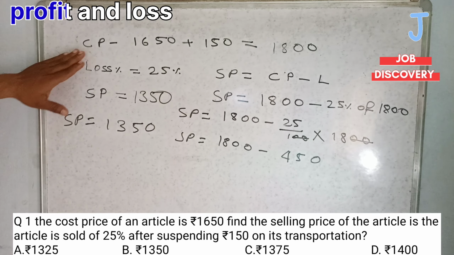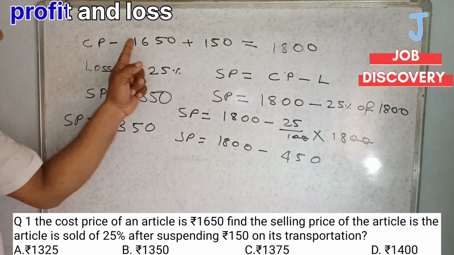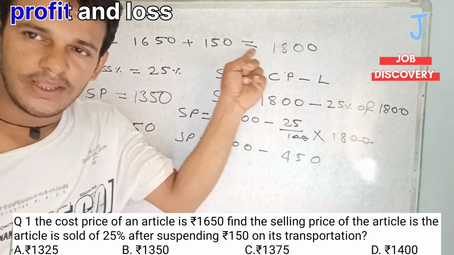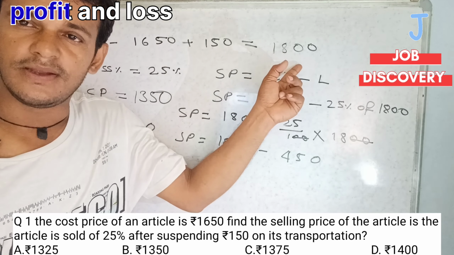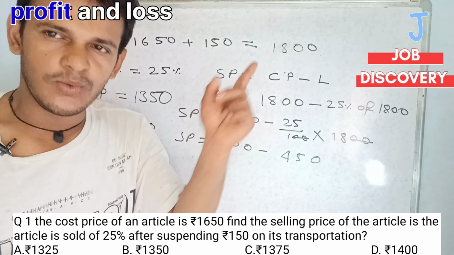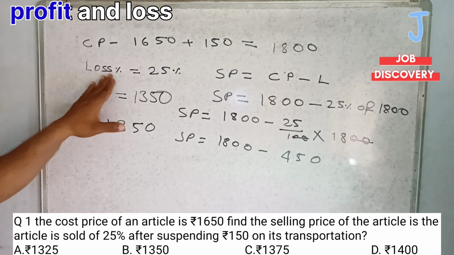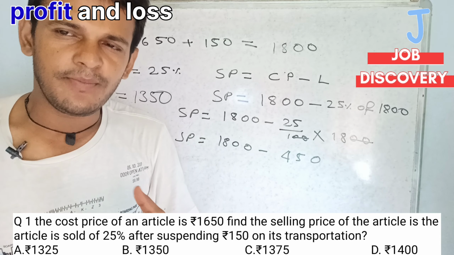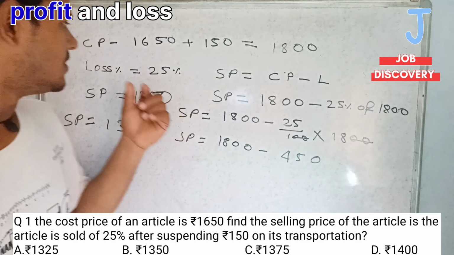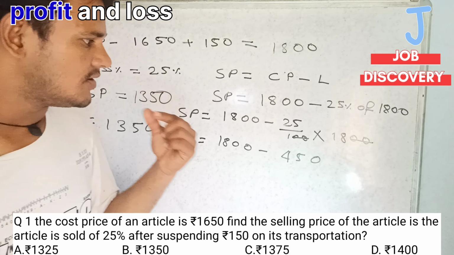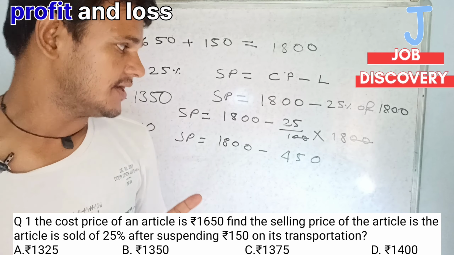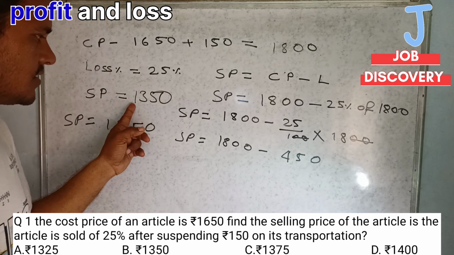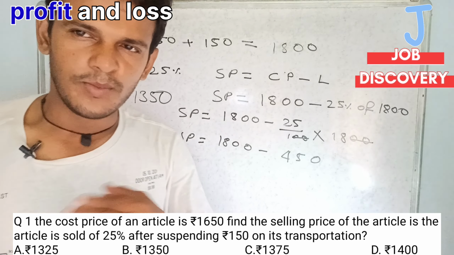See here friends, cost price is 1650 and he spent another 150. So total expenditure is 1800. So we can say the cost price is 1800, right? Loss percent is given in the question, 25%. So what is 25% of 1800? 25% of 1800 is 450. So after calculating, we found selling price is equal to 1350. Move to next question.